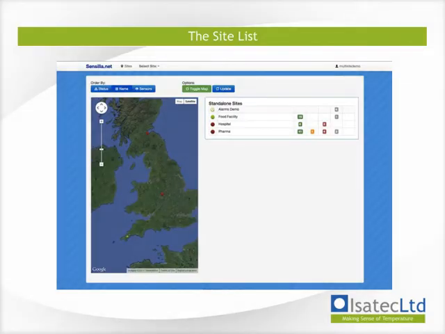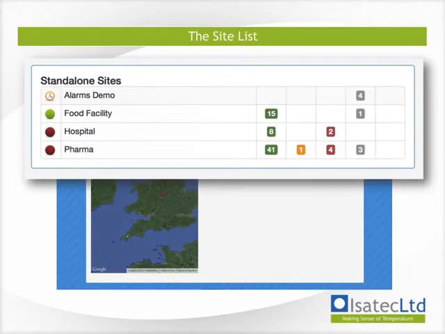If you have multiple sites associated with your Sensilla.net account, then the first screen you will see after logging in is the site list. The site list allows you to quickly assess the status of the business across multiple sites. Next to each site you will see several coloured icons. These represent the sensors in each site.